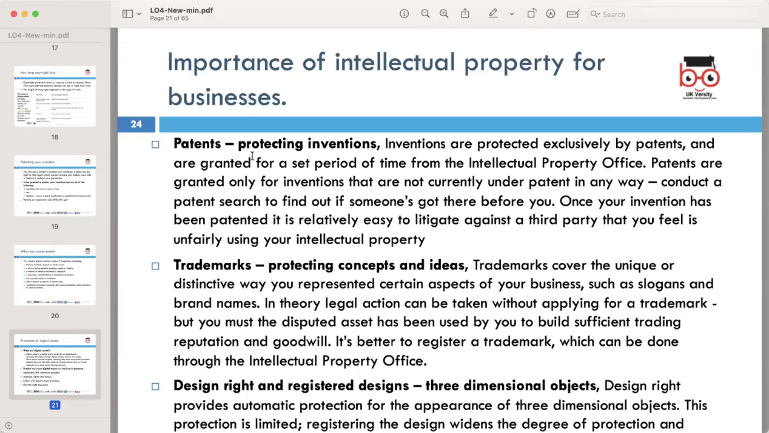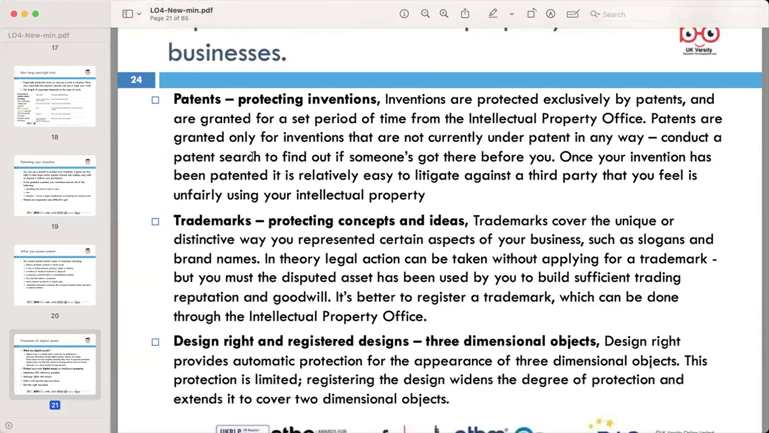Trademarks covering unique aspects like slogans and brand names are crucial for businesses. Although legal action is possible without trademark registration, it is recommended to register with the Intellectual Property Office. Design is a right for automatic protection for the appearance of three-dimensional objects, with registrations extended and widening the protection to cover two-dimensional objects.